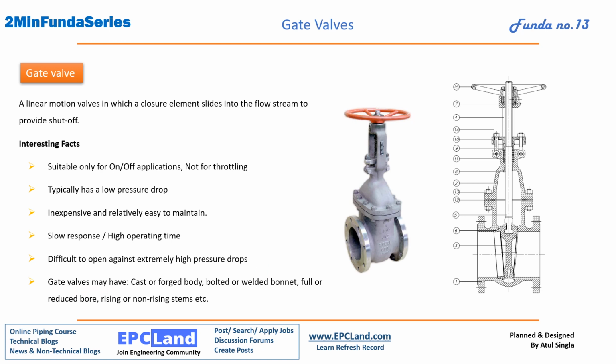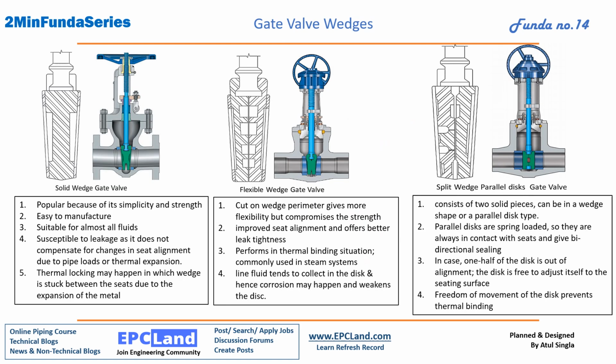Gate valves may have cast or forged body, bolted or welded bonnet, full or reduced bore, rising or non-rising stems. Okay, so this is just a property of its manufacturing, like its bonnet and how it is rotating, how it is moving down, how the bonnet is holding things, and how the wedge is moving. So in gate valve this is the basic thing, but discussion on gate valve is incomplete if we don't discuss what kind of wedges are there. Okay, so let us start a detailed discussion on this, then only the discussion on gate valve will be completed. So if you see, we have three types of wedges.